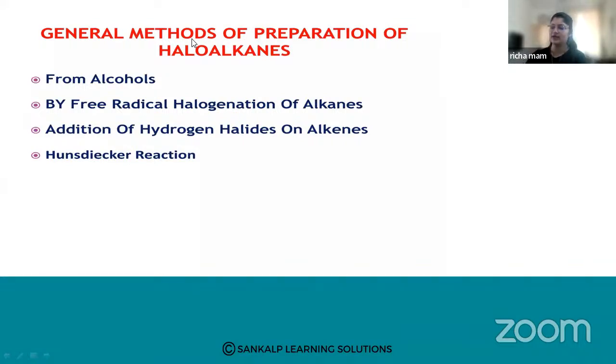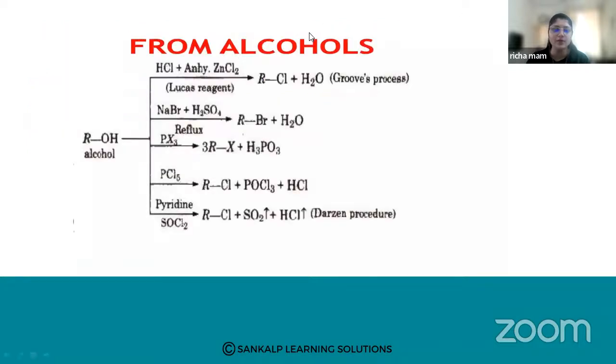So let us start with the general preparation. First we are going to see preparation from alcohols, then by free radical halogenation of alkanes, then from addition of hydrogen halides on alkenes. These are the main three general methods of preparation in your syllabus for the exam. So first we are going to see from alcohols.